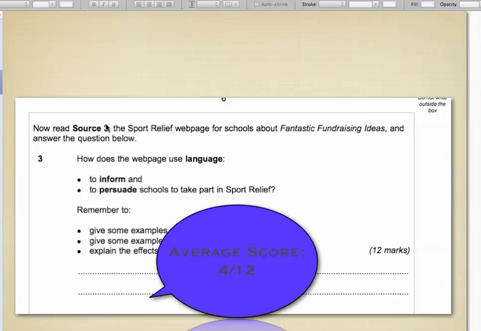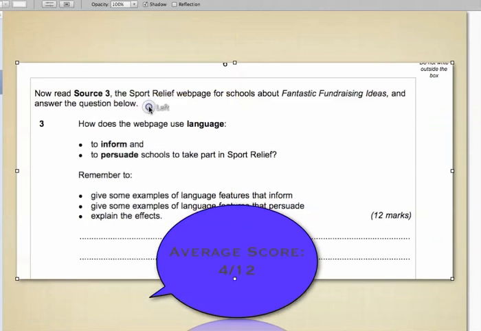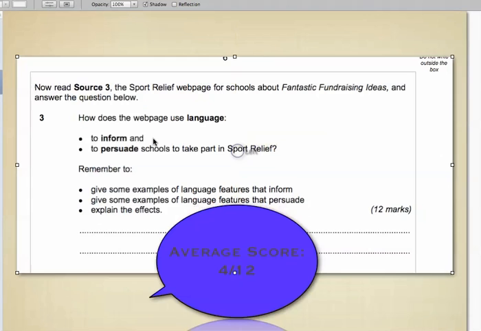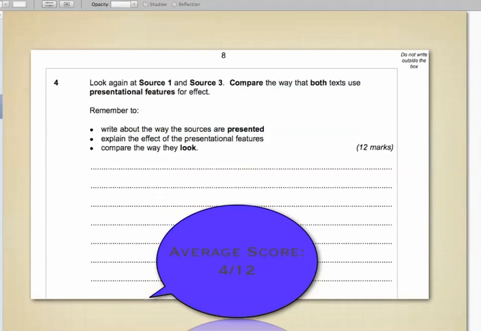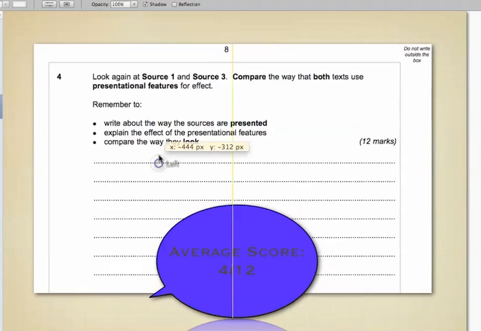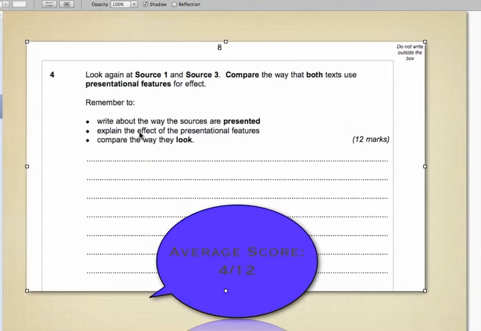It's for these sorts of questions. For the foundation paper, things like how does the web page use language to inform and to persuade? That was one from the January exam of 2012, question 3. Same skill, really, explaining effects. For question 4, comparing the way texts use presentational features.